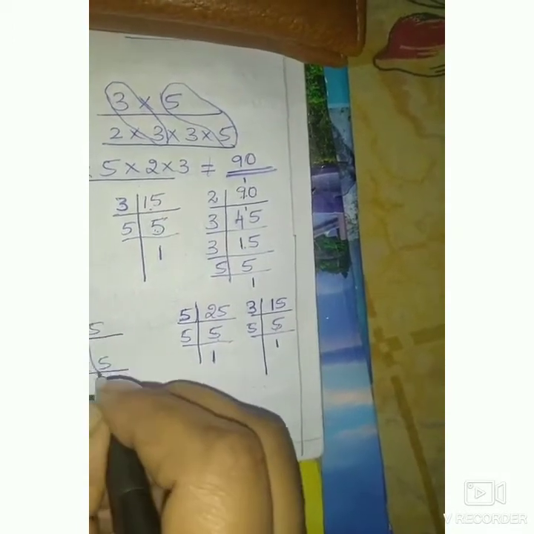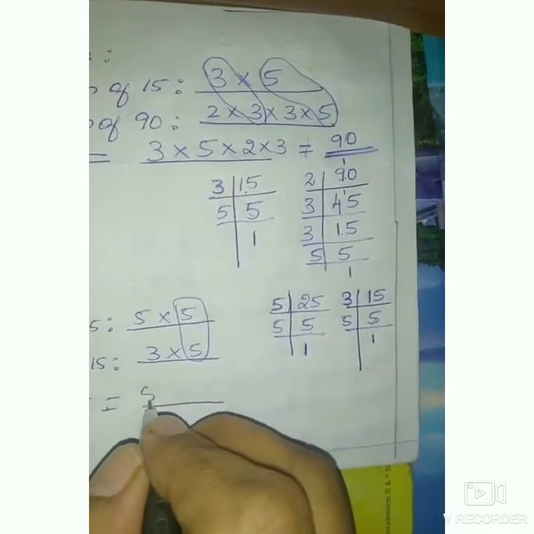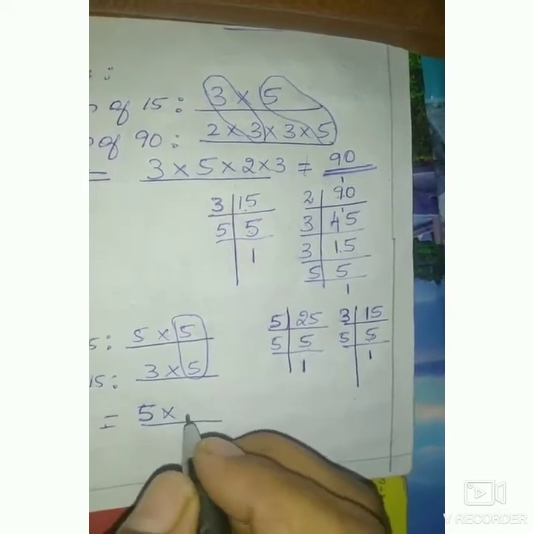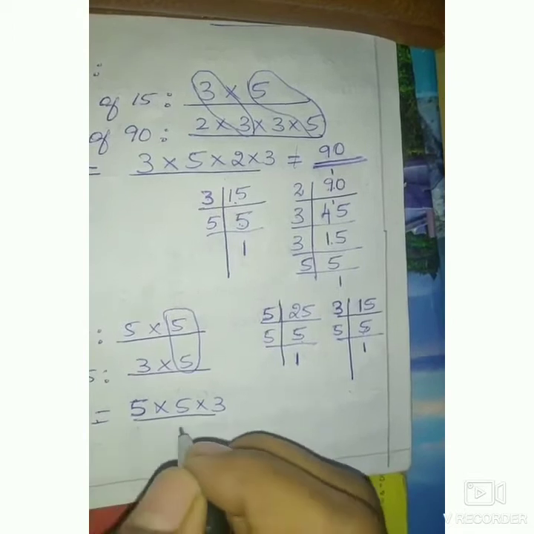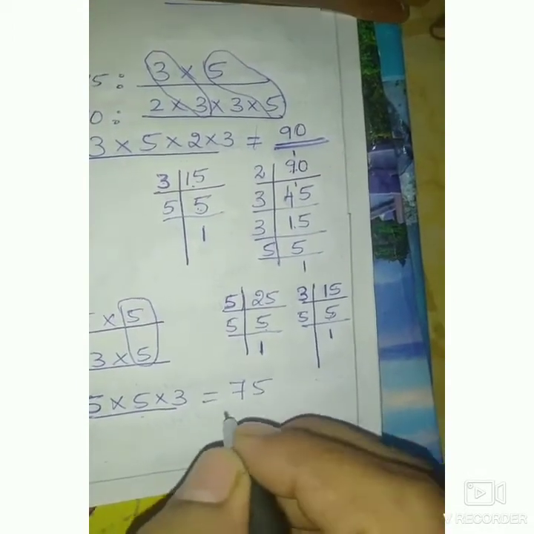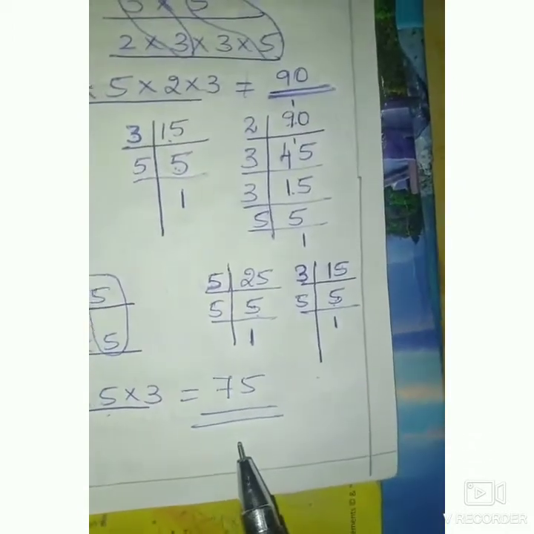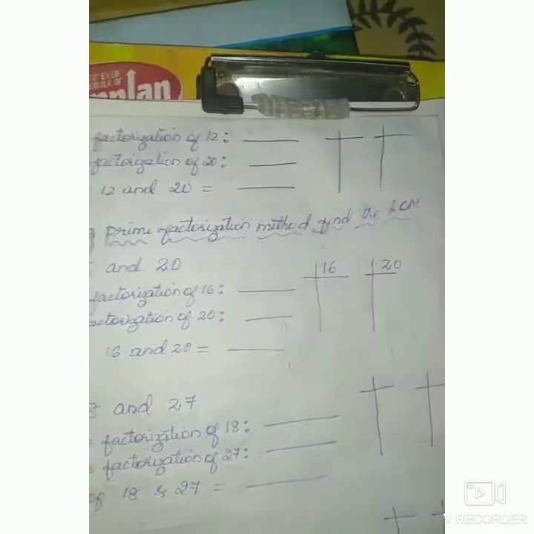So here which is common, children? 5 is common. So write that common number only once first, 5. Next, which are the remaining numbers? 5 and 3. So 5 and 3. Now 5 5s are 25, 25 3s are 75. Then the LCM of 25 and 15 by prime factorization is 75.